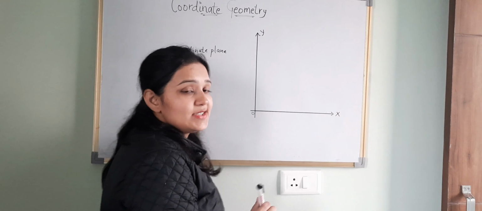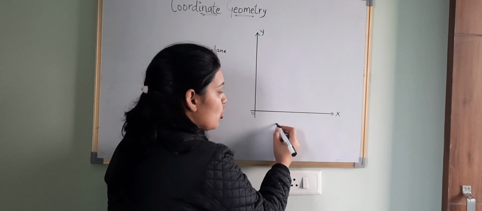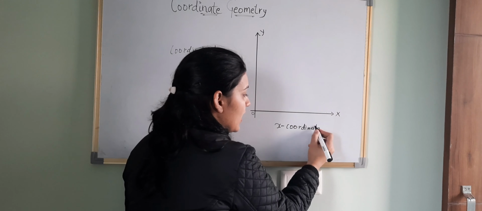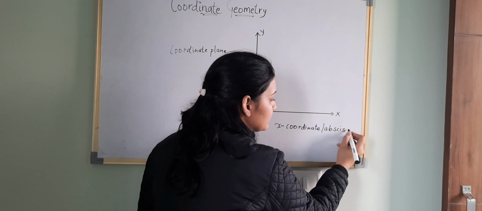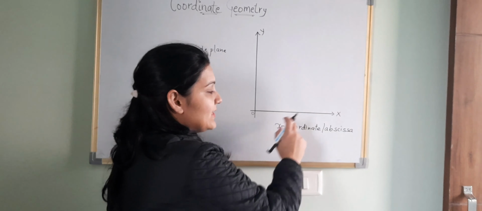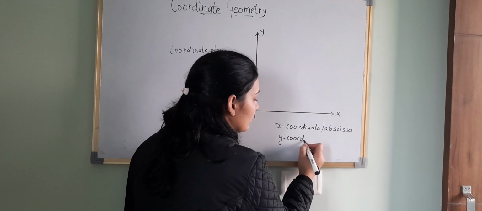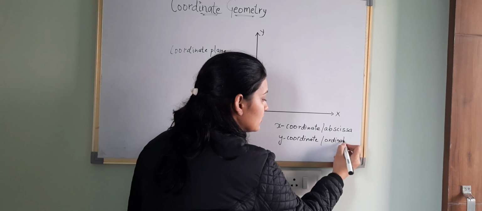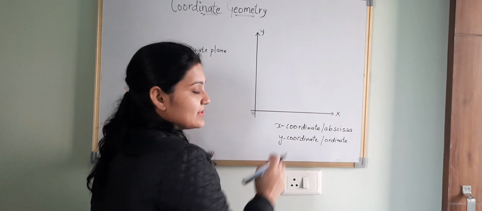Here the distance of the point from the y-axis is called the x-coordinate, or you can also say abscissa. And the distance of a point from the x-axis is called the y-coordinate, or you can say ordinate. Clear? See, as this is your x-axis.